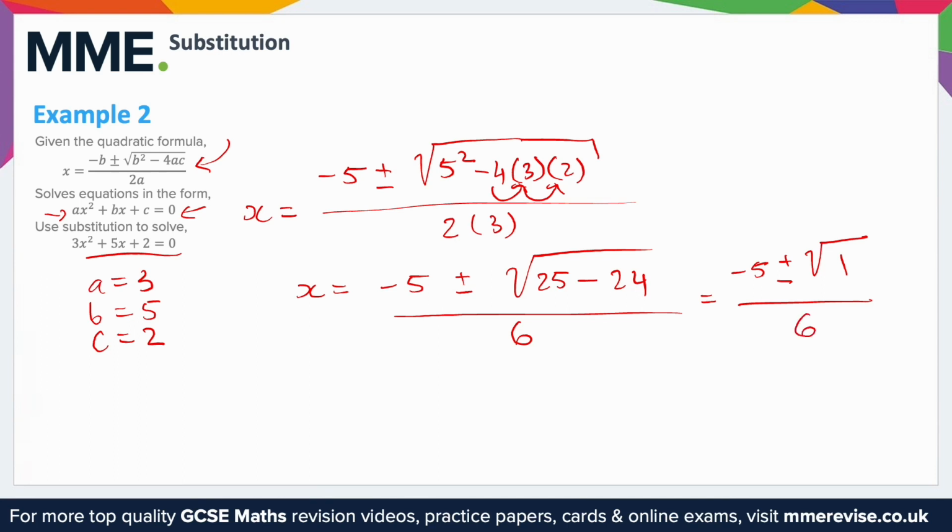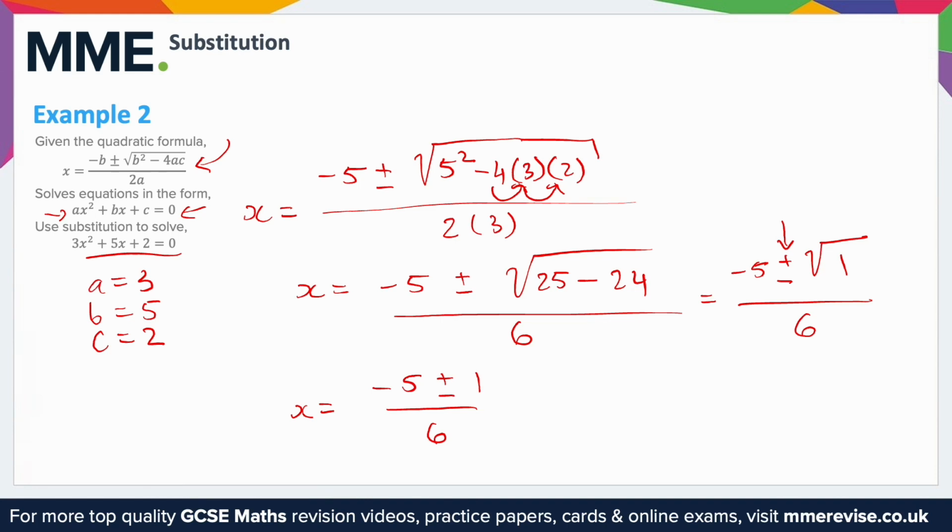The square root of 1 is either 1 or minus 1, but because we've already got the plus or minus in here, we'll ignore that, we'll just take the positive answer, 1. So it's going to be minus 5 plus or minus 1 over 6. So from there, we can work out the individual answers.